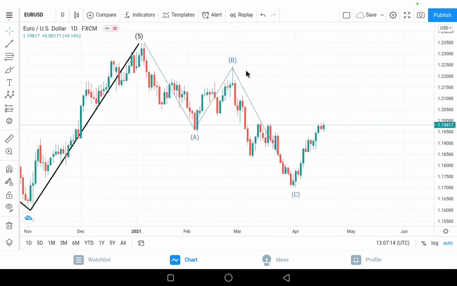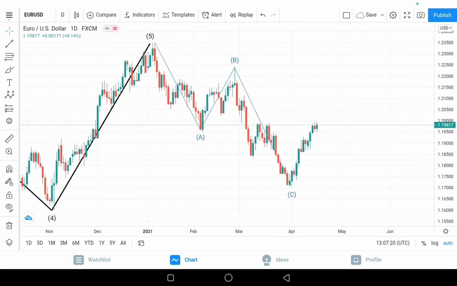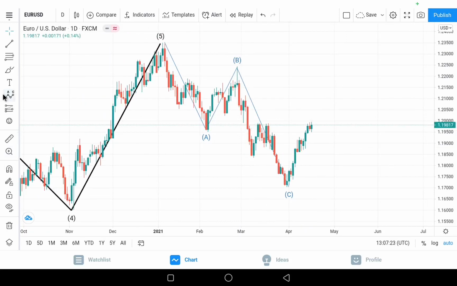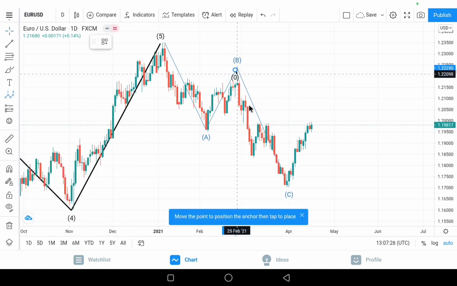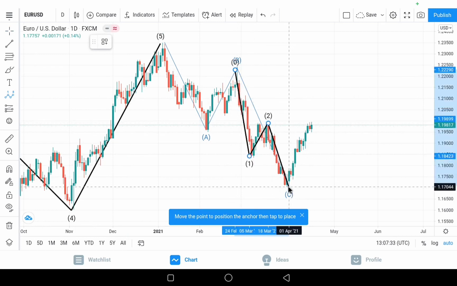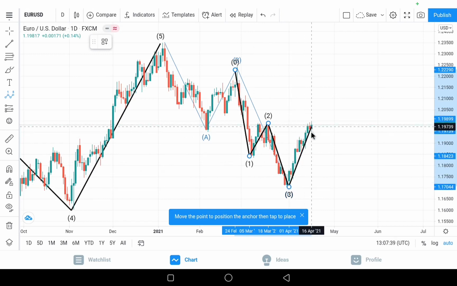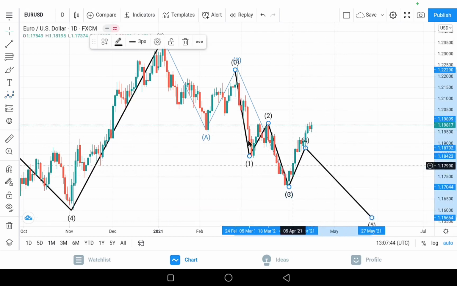In this A, the waves are not distinct. But in this C, let's try. The wave C should contain 5 waves, yes. So let's say this is 1, then 2 and 3. Now this can't be your 4. Your 4 is supposed to be around here, then you have your 5, which tells me we've seen the completion of C. Even if we have a WXY correction, it shouldn't go beyond this.